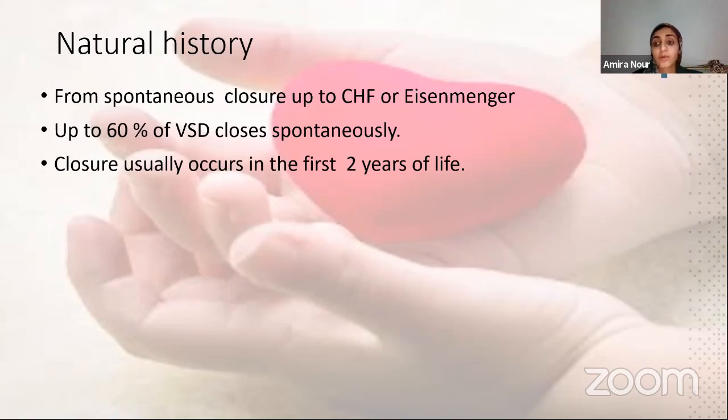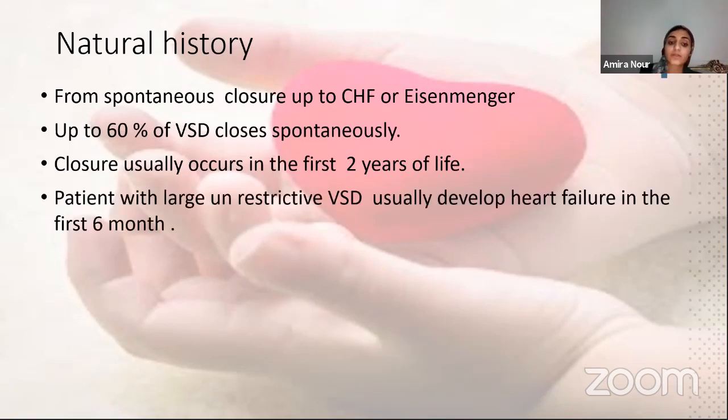And if we follow this patient up to 3 to 6 months, and we found that he is having a large non-restrictive VSD and he developed symptoms of congestive heart failure, I think this VSD should be closed. So if a neonate is having a perimembranous VSD, either restrictive or non-restrictive, I think we should follow him up.